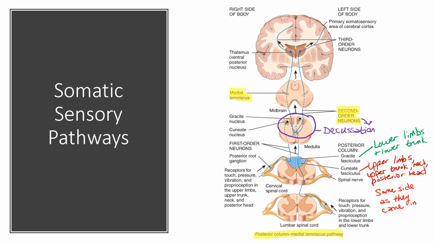So then those axons will ascend through the medial lemniscus in the midbrain. And the axons will go all the way up to the thalamus. Now in the thalamus, the axon terminals of the second order neurons will synapse with third order neurons. And then those third order neurons will project their axons to the primary somatosensory area of the cerebral cortex. So we actually see that receptors coming in from one side of the body will end up on the opposite side of the brain, and same with this side.